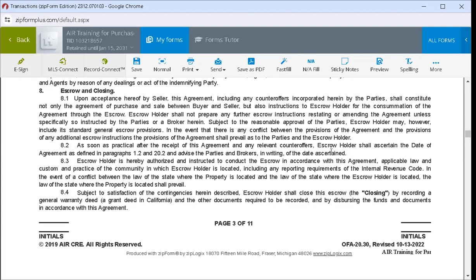So 8.2 is another E for escrow. As soon as practical, after the receipt of this agreement and any of the counteroffers, escrow is going to ascertain the date of the agreement, meaning when was the last person signing on the agreement or the counteroffers. Then escrow is going to advise the parties and the brokers in writing that date. So 8.2 is another E for escrow that I would highlight to them.